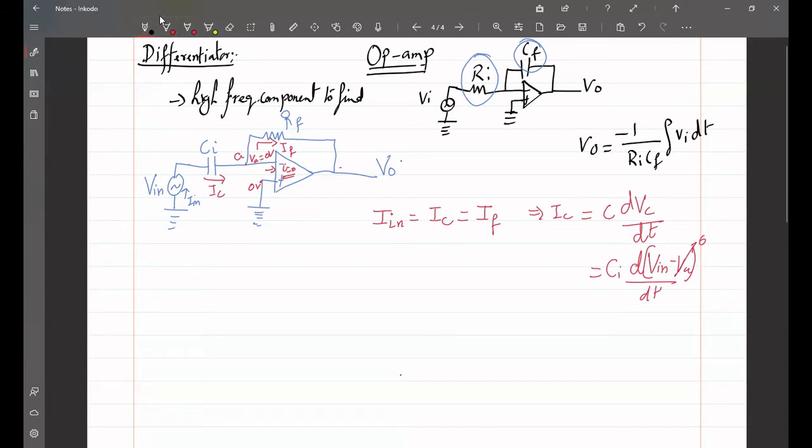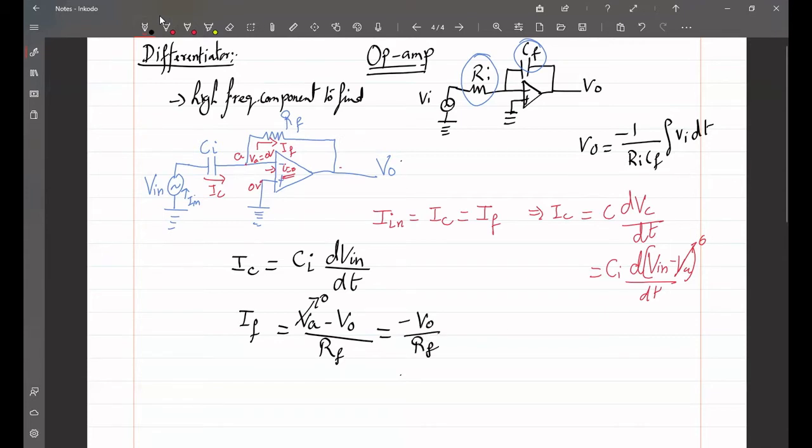So the corresponding capacitor current can be given as IC is equal to Ci, the input capacitance, into dVin divided by dt. Similarly, the feedback current IF can be represented as IF is equal to Va minus Vout divided by RF. Here Va is 0, so IF is equal to minus V naught divided by RF. So this will be the corresponding feedback current. Now substitute the values in this equation. So what will happen?